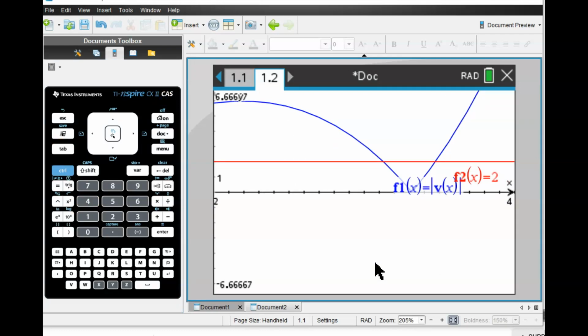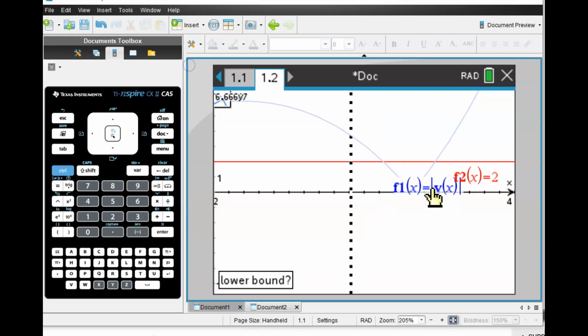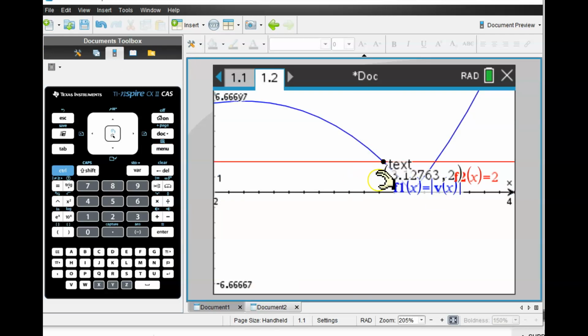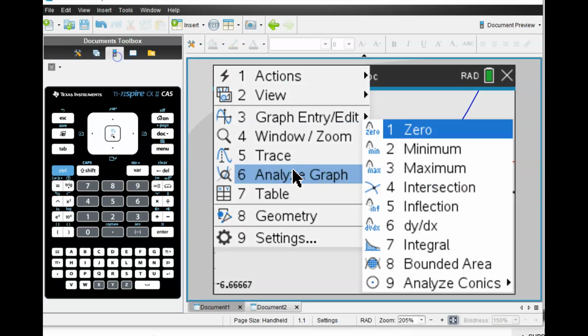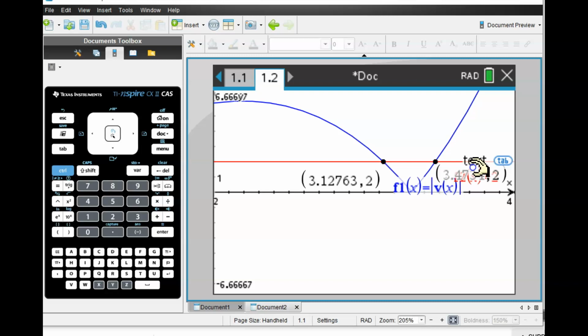So it looks like there's 2 places of intersection over that interval where the speed is equal to 2. So I'm going to analyze it. And that value of 3.1276 is between 2 and 4. I'm going to do it again. And there's the other one.